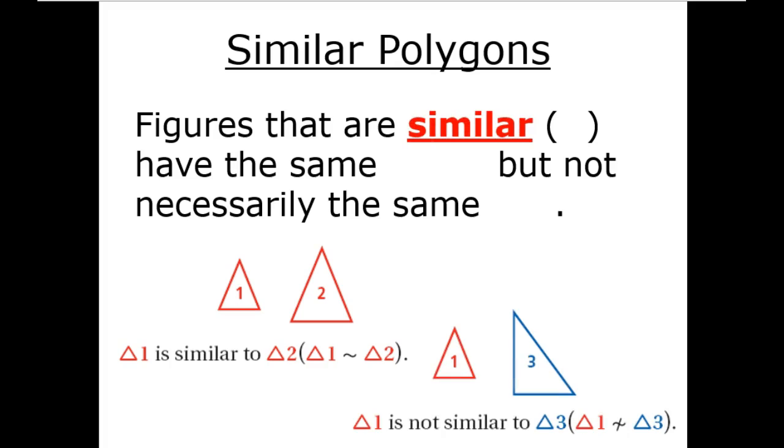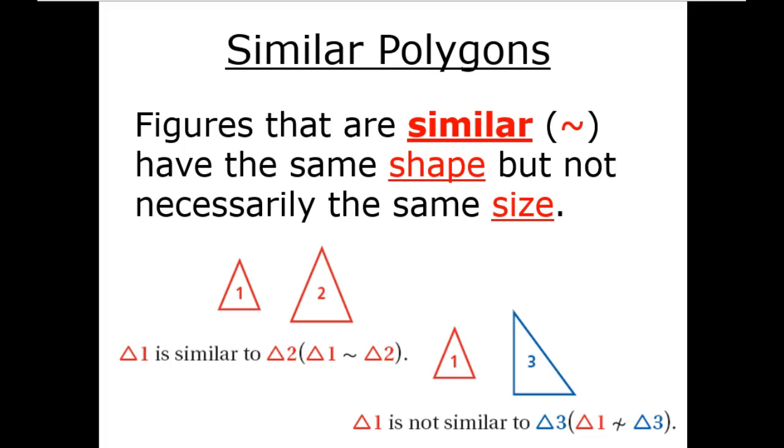And the similar symbol is a squiggly, like what's on top of the congruent sign, but not with the equal sign, right? So figures that are similar have the same shape, but not necessarily, and that word necessarily is important, but not necessarily the same what? Size. Okay, good. So can figures that are similar have the same size? Yes, because if you're congruent, you are similar. You're a boring kind of similar, but you're similar, right? So that's why it says not necessarily.